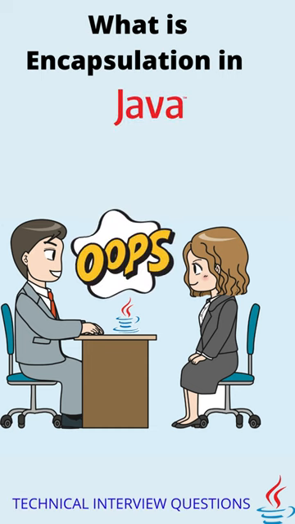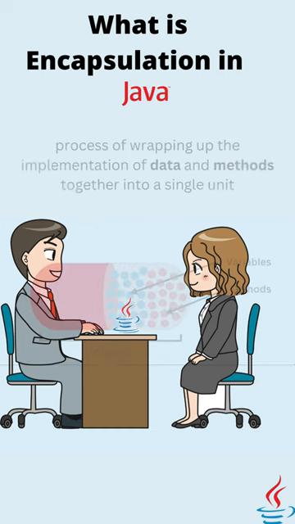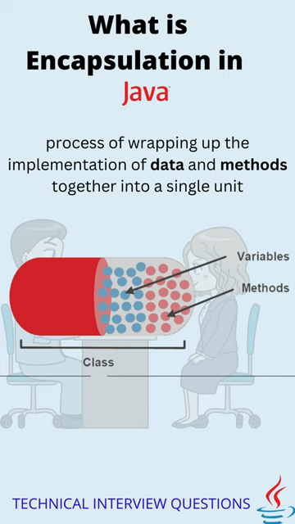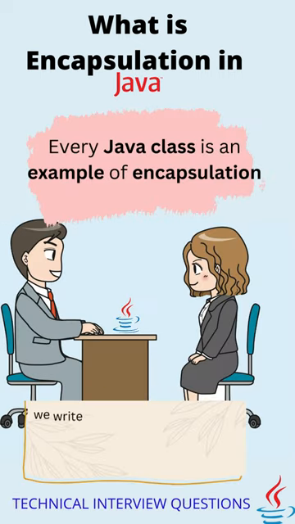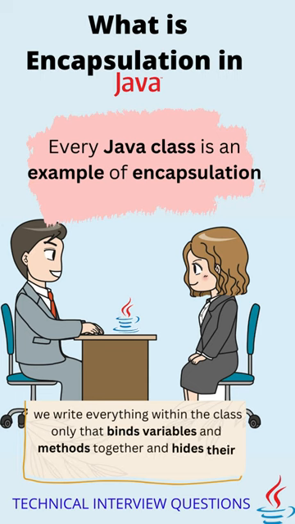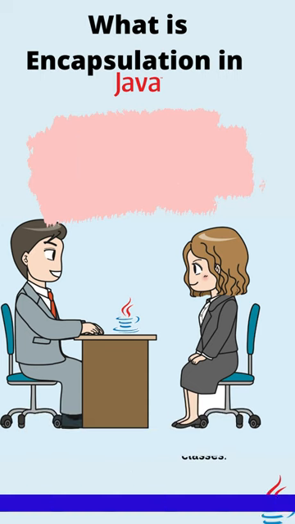What is encapsulation in Java? The process of wrapping up the implementation of data and methods together into a single unit is called encapsulation. Every Java class is an example of encapsulation because we write everything within the class only that binds variables and methods together and hides their complexity from other classes.